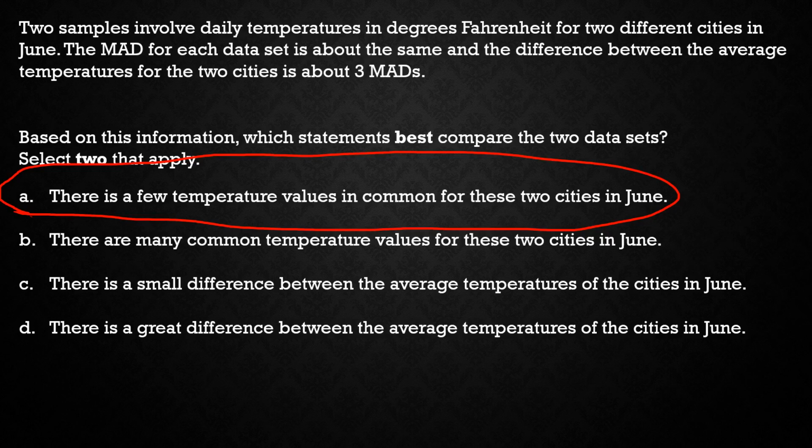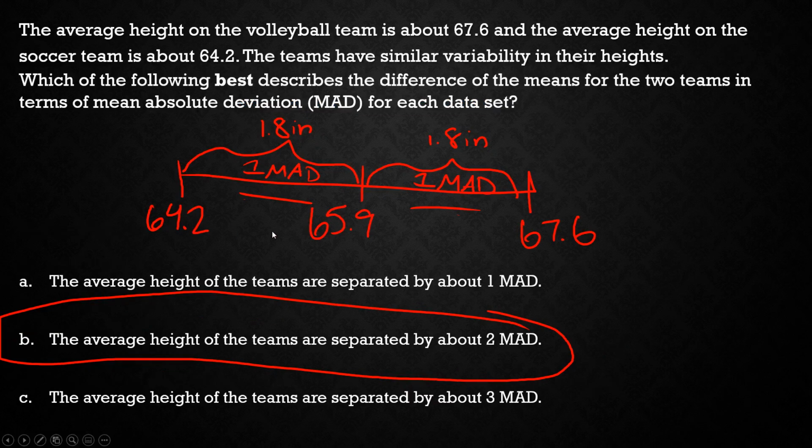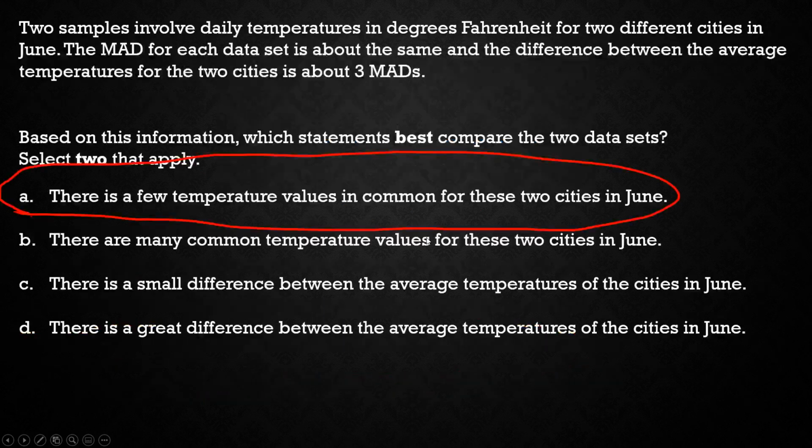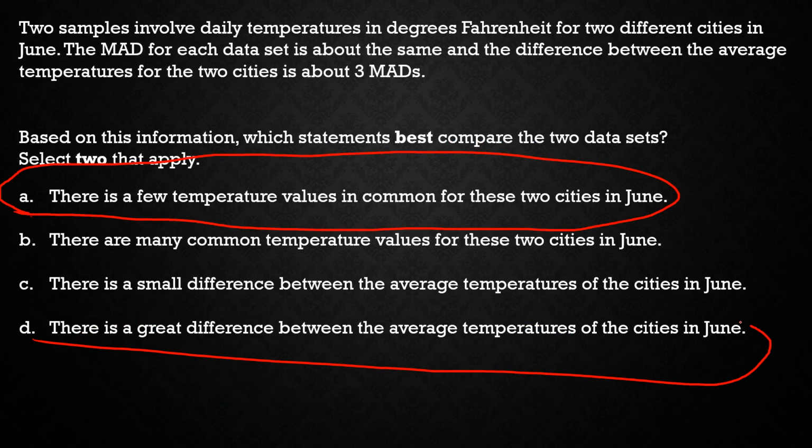Now, the next thing that we want to look for is we want to kind of think about if there's a small difference or if there's a big difference in between the averages. Now, remember, since there's 3 mean absolute deviations away, these two numbers are going to be further apart. So since they're further apart, there's going to be a greater difference between the average temperatures. So yes, they have a few values in common, but there is a big difference between the averages because there are 3 mean absolute deviations apart.